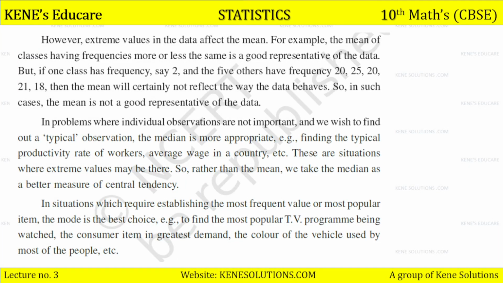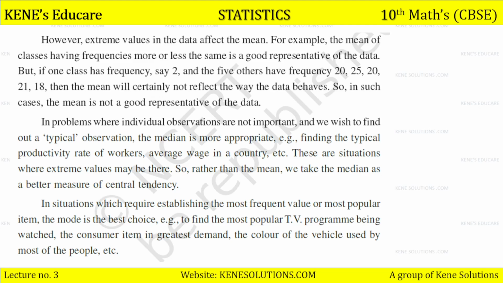However, extreme values in the data affect the mean. For example, the mean of classes having frequencies more or less the same is a good representative of the data, but if one class has a frequency say 2 and the 5 others have frequencies 20, 25, 20, 21, 18, then the mean will certainly not reflect the way the data behaves. Okay, because here the mean will come out different. So that's why in such cases the mean is not a good representative of the data.